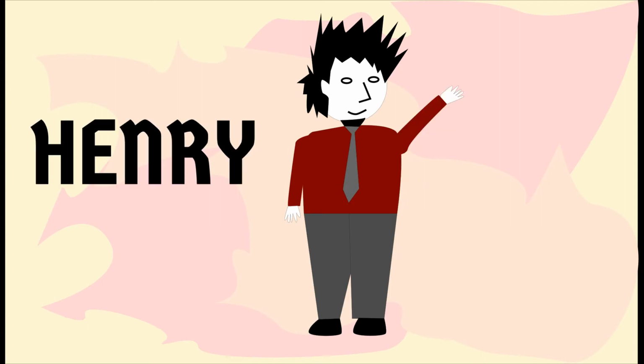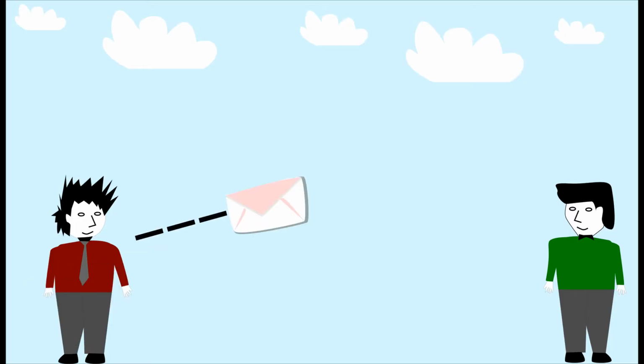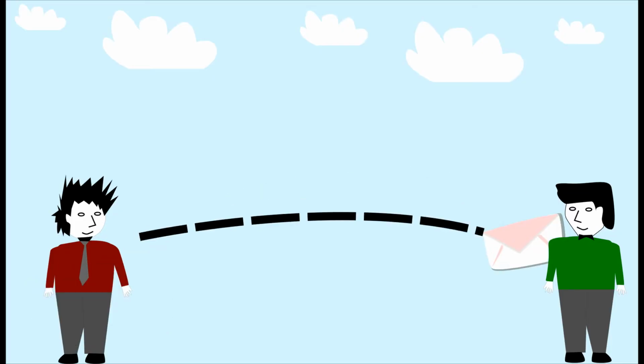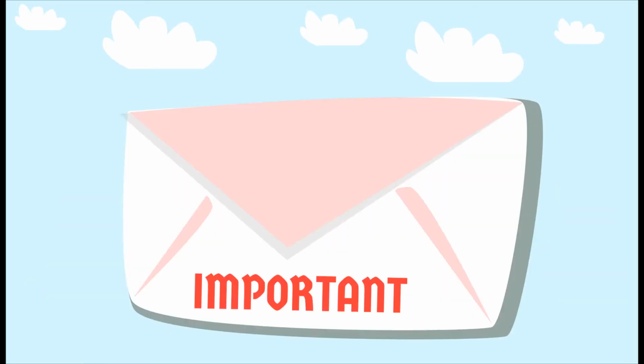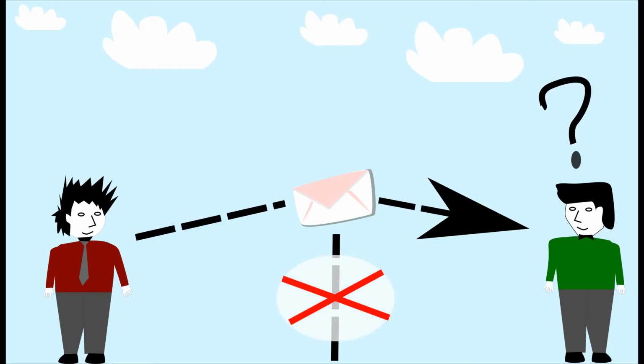This is Henry and this is Adam. Henry has a message and Henry wants to send this message to Adam. The problem is that the message is very important and cannot be tampered with on the way while traveling from Henry to Adam. And if the message is tampered, then there should be a way by which Adam can identify that the message was indeed changed.